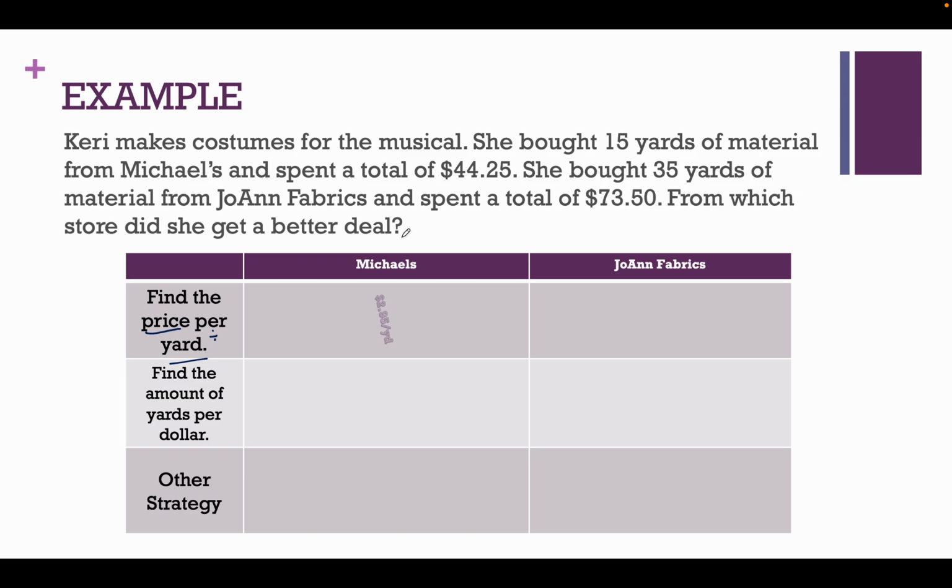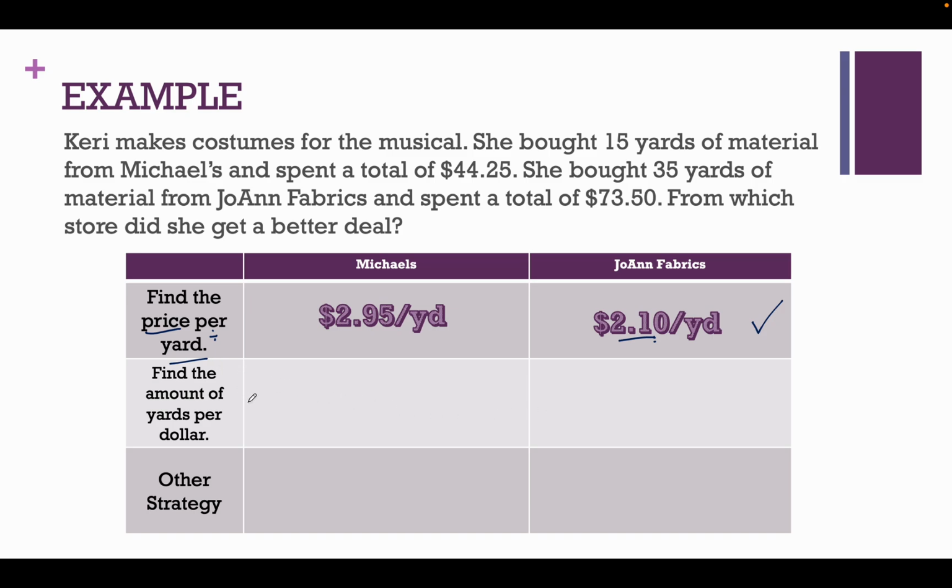For Michaels, if you divide the price, $44.25, by 15 yards, you will get $2.95 per yard. For Jo-Ann Fabrics, $73.50 divided by 35 is $2.10 per yard, making this the better deal because it's cheaper per yard.